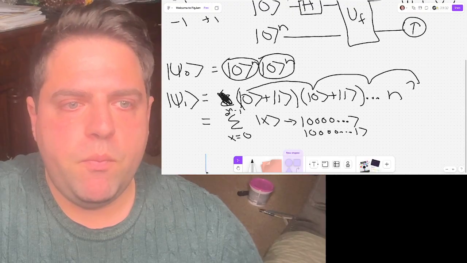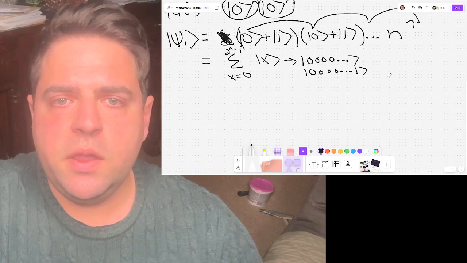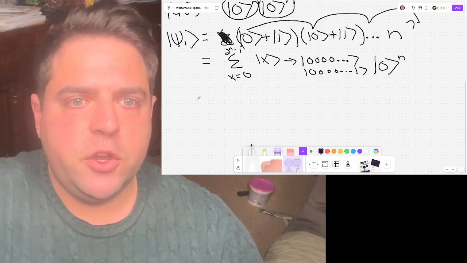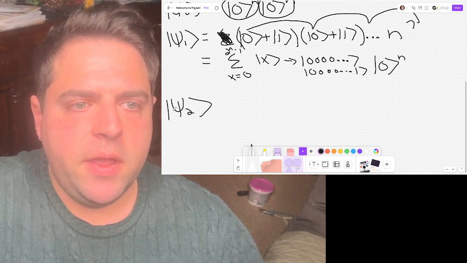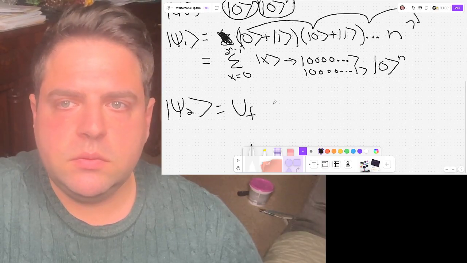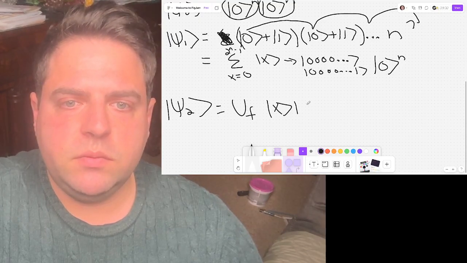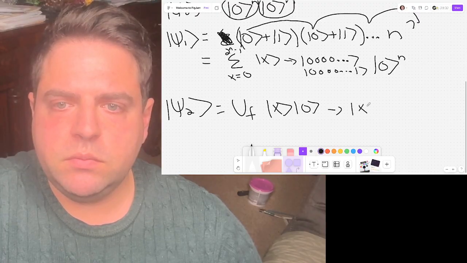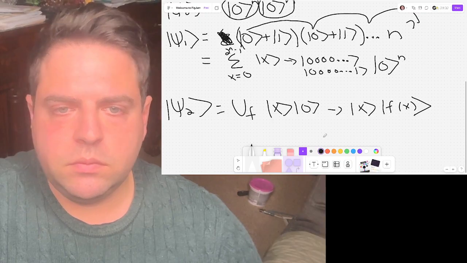Scroll down a bit. So just the sum of these x's here, and you still have your second register untouched, 0 to the n, which is good. In the second step, we're now going to be using this quantum oracle. And the quantum oracle is simply defined by this. It takes in this state, and it outputs this state. That's just what it does.